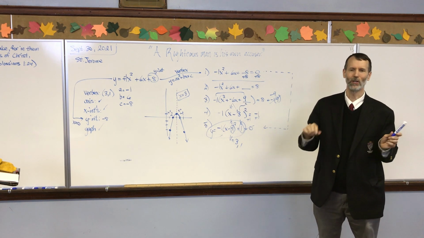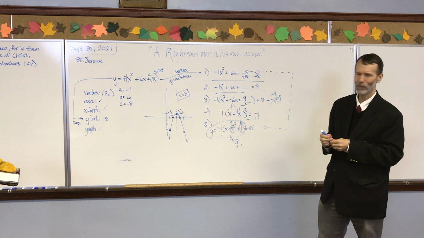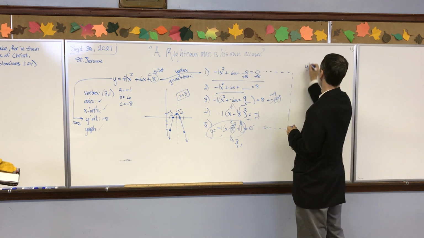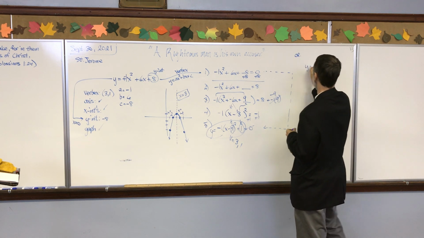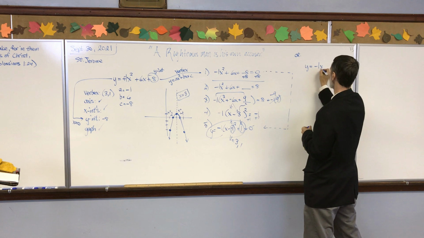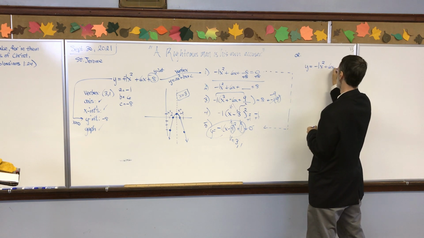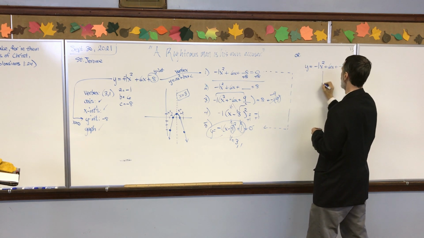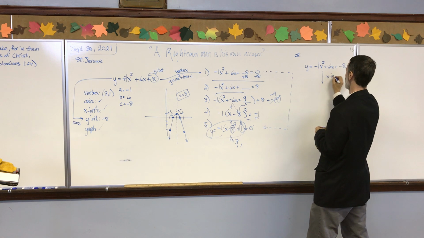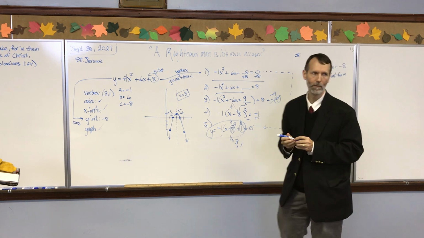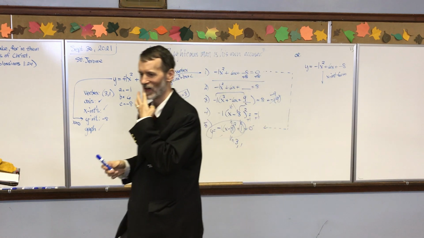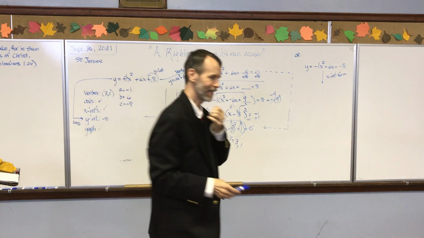I do want to show you the alternate method on this one, which is actually rather fast. You could say y equals -1x squared plus 6x plus -8. I want to see if we can get this into x-intercept form. So, Nick, take over. How do you get this thing in x-intercept form?